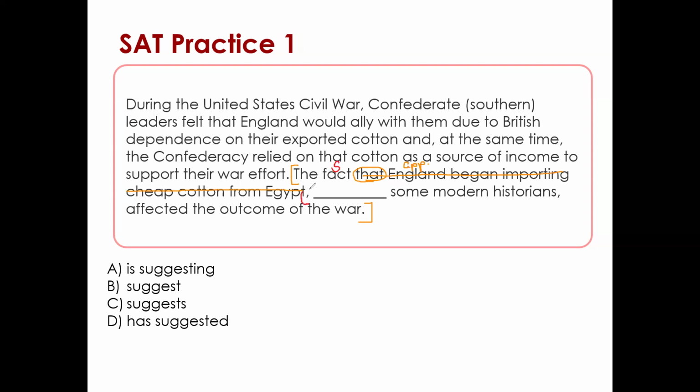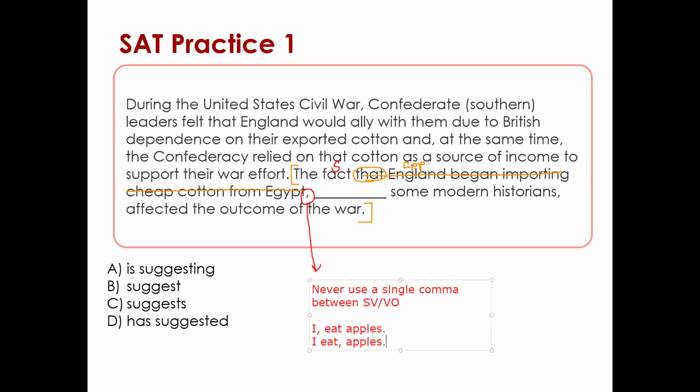And why not? Look at this comma here. There is a golden rule. Never use a single comma between subject and verb or verb and object, because in that case it would look like this: I comma eat apples, or I eat comma apples, and they simply do not work. So in this case, you would have to continue reading. Hey, there is another comma here. That means there is a parenthetical expression over here, and your independent clause is actually the fact affected the outcome of the war. So inside this parenthetical expression, it is a clause.